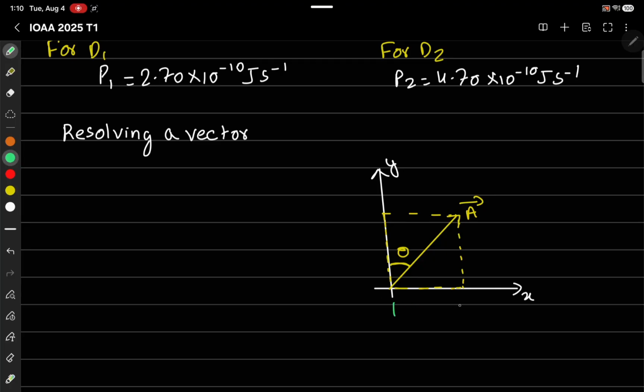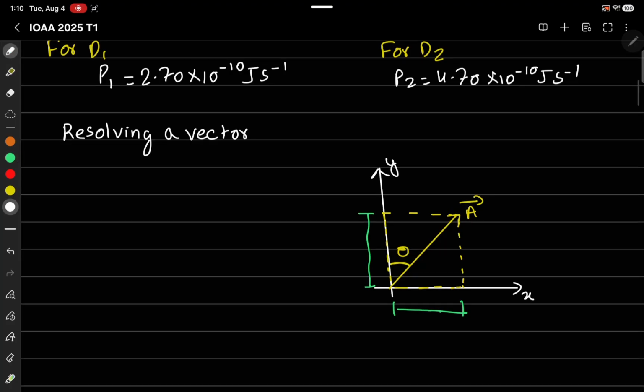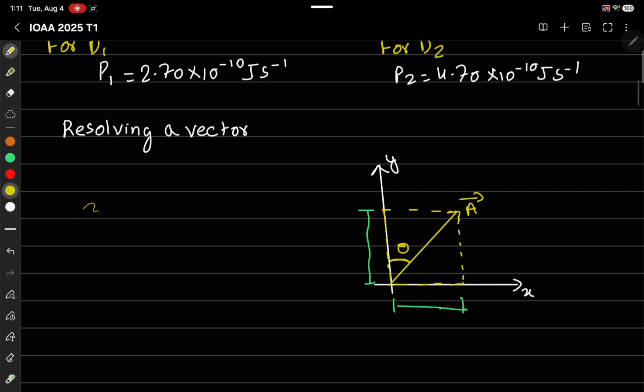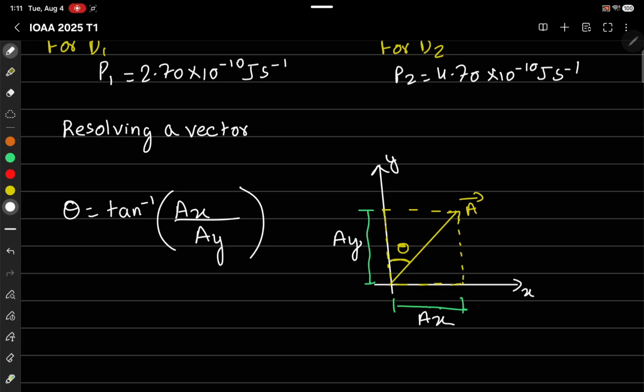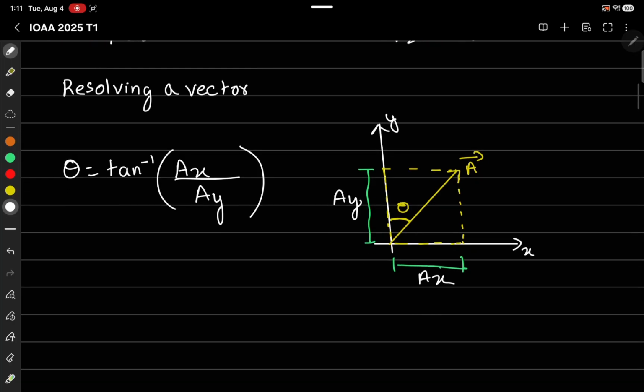This is one point and this is another point. I can resolve this vector, so the angle theta can be written as tan inverse, so this is my ay and this is my ax, I can write this.